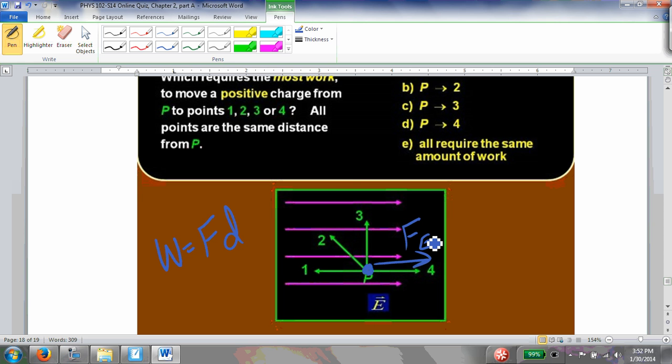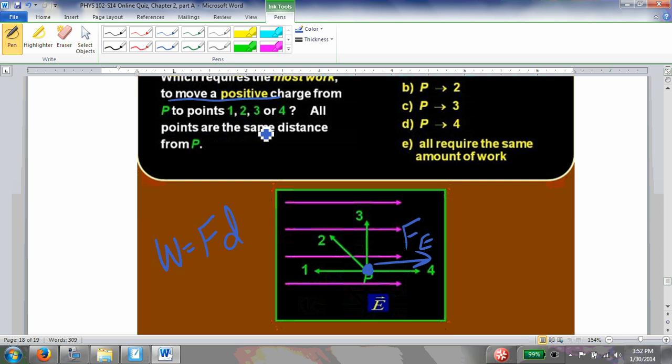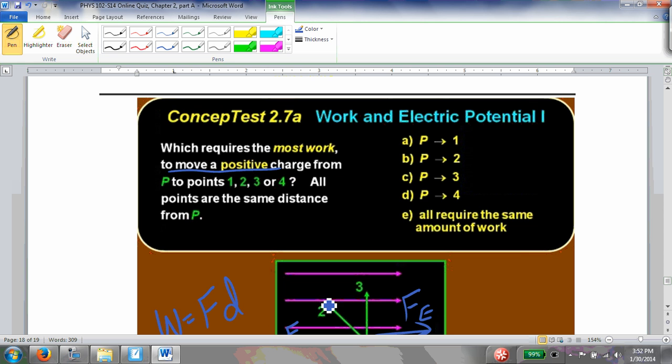But I'm asking something different. I'm asking which requires the most work to move a positive charge, not for which charge the electric field does the most work. So it's most difficult to move a charge in this direction because I'm directly opposed to the electric field force. So my displacement and my force in that direction will give me the most work. So moving from P to 1 requires the most work.